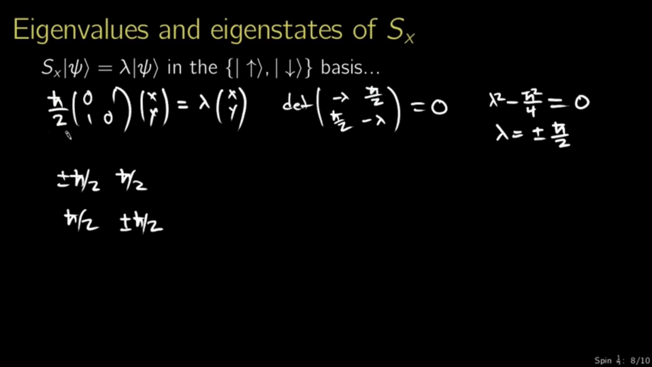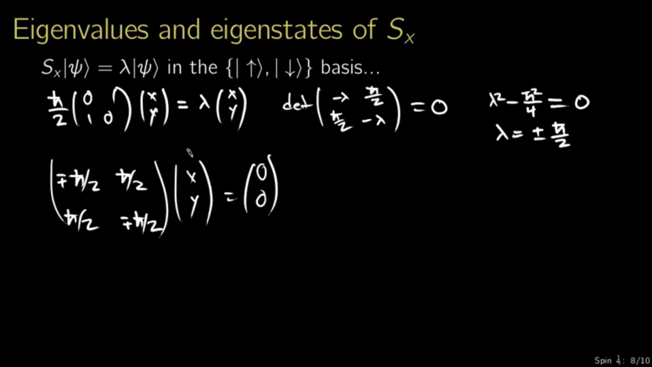Oh, sorry, I shouldn't be writing plus or minus. I should be writing minus or plus. The plus sign here, the top sign, going with the plus eigenvalue, since we end up with a minus sign here going back into this matrix, means we're going to have the opposite, minus plus instead of plus minus. So this matrix, multiplied by x y, equals 0, 0. This is equivalent to our original system if we substitute in the eigenvalue, either plus or minus h bar over 2.